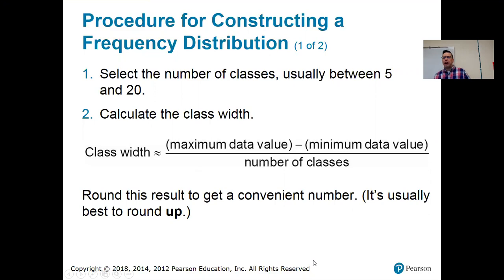So round that result to get a convenient number, and it's usually best to round up. You don't even have to round up to the next whole number. Just round up to a number that seems like it'll be nice to work with. One number that is really nice as a class width is 10, or something like that, or 20. Makes the data very easy to work with.